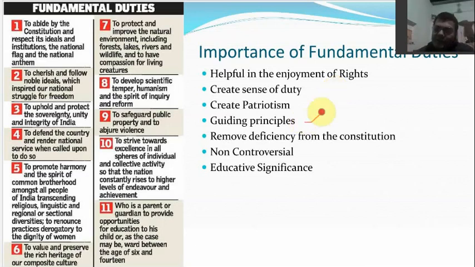Guiding principles, yes, if someone is doing something, or if the government has to make some policy, they can look at these fundamental duties of the people as well. If you're planning to do something, you should keep these in mind as well. Now, remove deficiency from the constitution, since they were not part of the original constitution, but the constitution was amended and then these were enacted. These were also added, so they somehow removed the deficiency of the constitution. Non-controversial. In fundamental rights, we were having a lot of viewpoints, that this is how it should be, this is how it should not be.